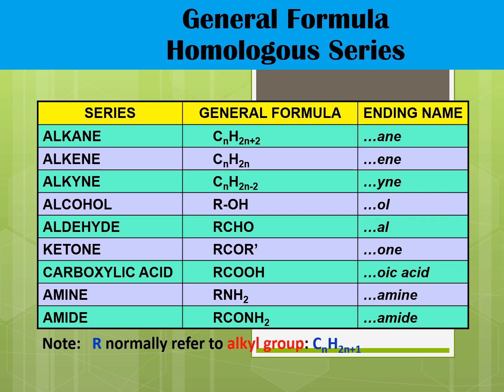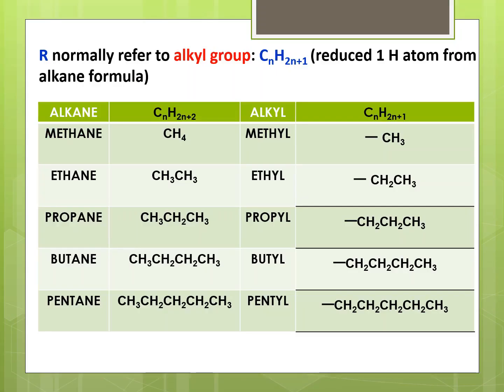R is normally referred to as the alkyl group, with the formula CnH2n+1. For a cyclic compound, we reduce 2 hydrogen atoms. So R is an alkyl group, CnH2n+1, where we remove one hydrogen atom from the alkane formula. Example, methane, molecular formula CH4. The alkyl group will be methyl, so we remove one hydrogen atom to become CH3.